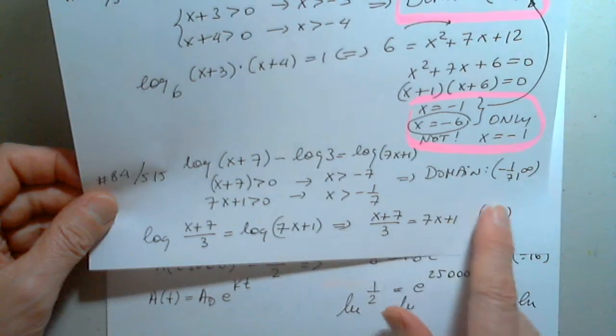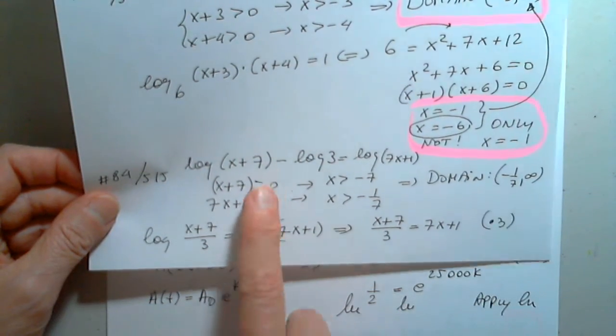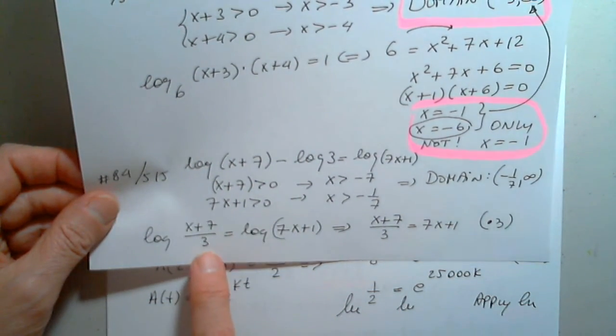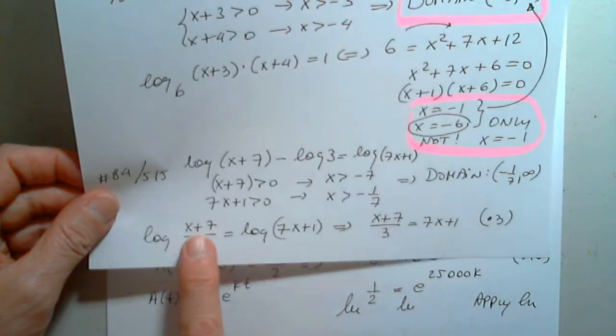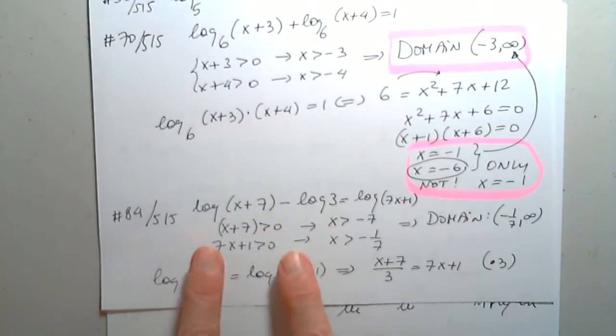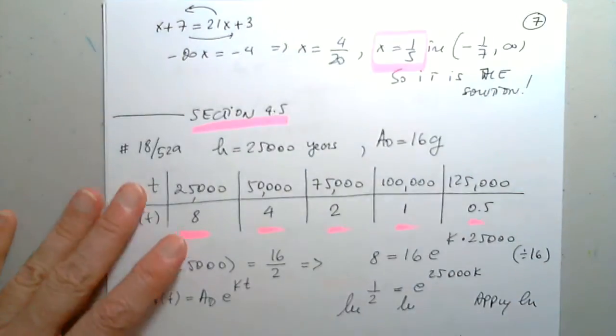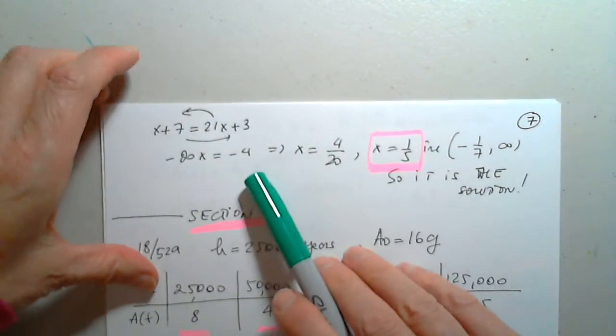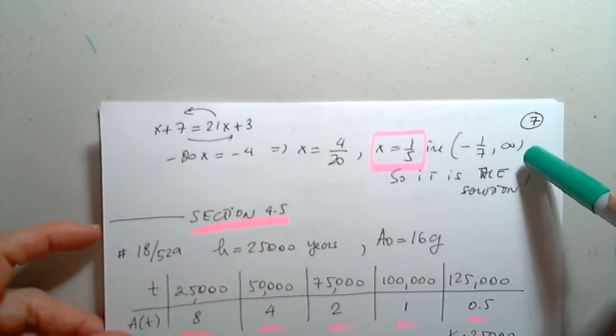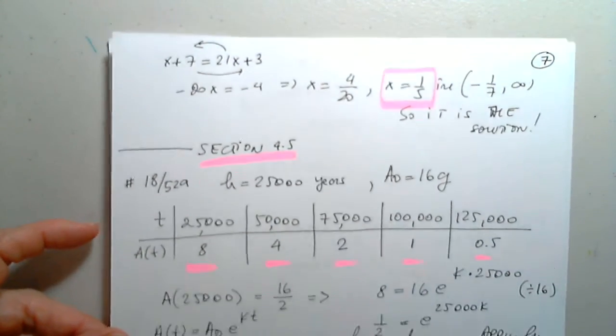Same thing here, I stated the domain. I condensed the left-hand side, but this time it is a ratio. So the log of the left equals the log of the right. They have the same base, so the numbers have to be the same. I set them equal to each other, multiply both sides by 3, perform all the operations, make sure that it's in the domain, and it is.